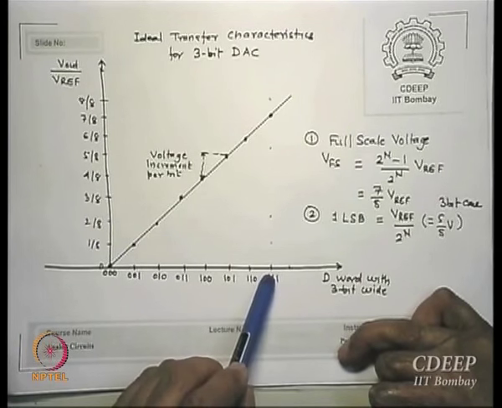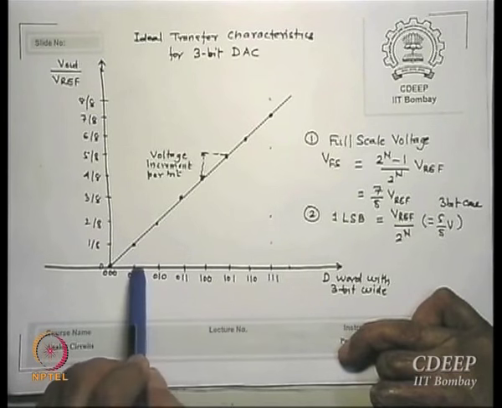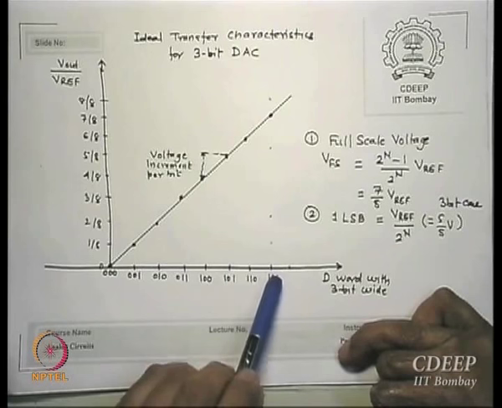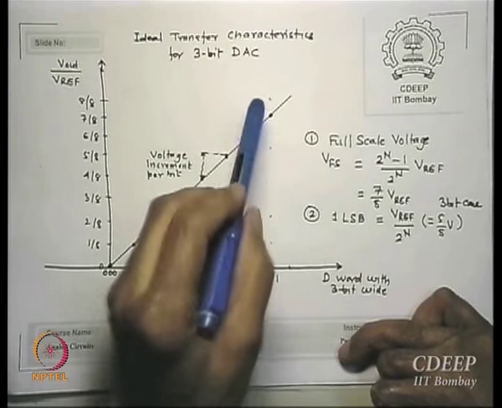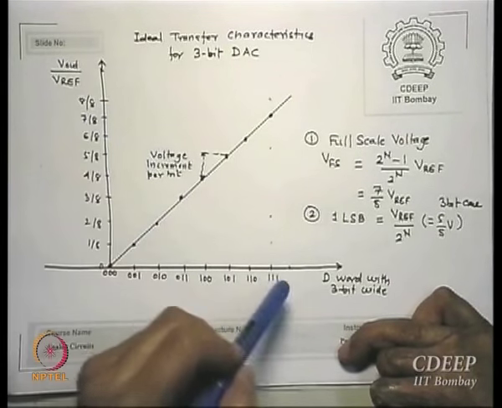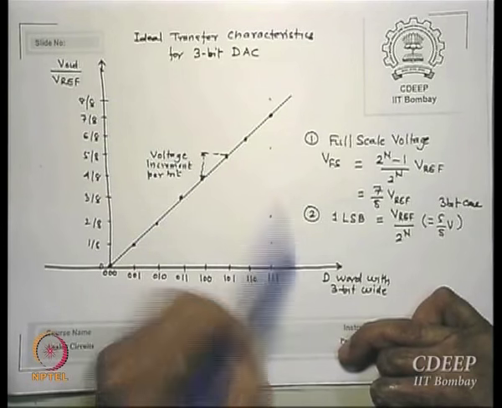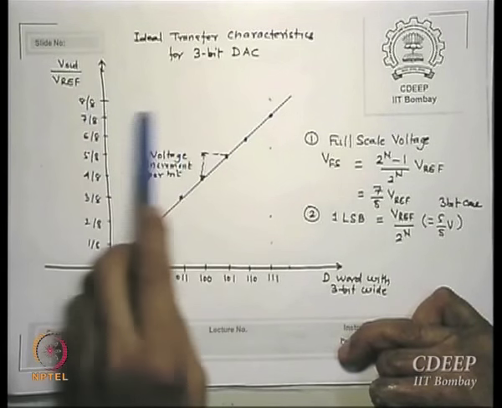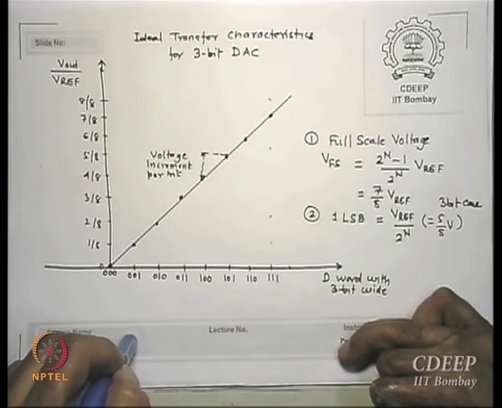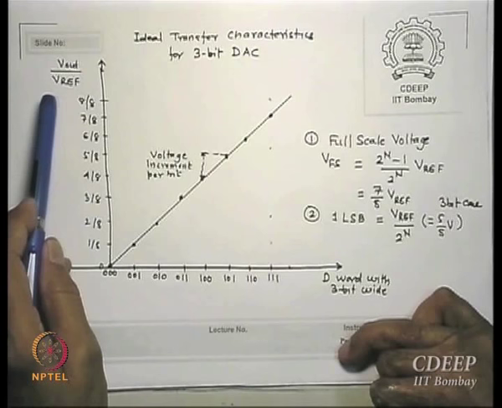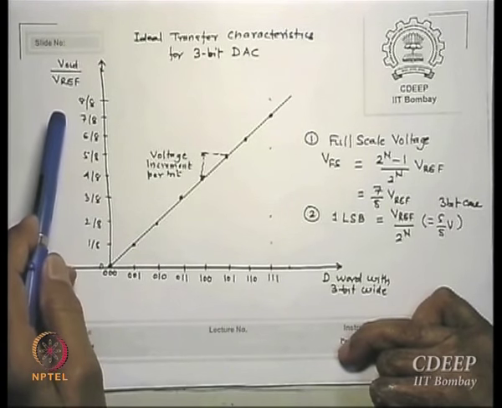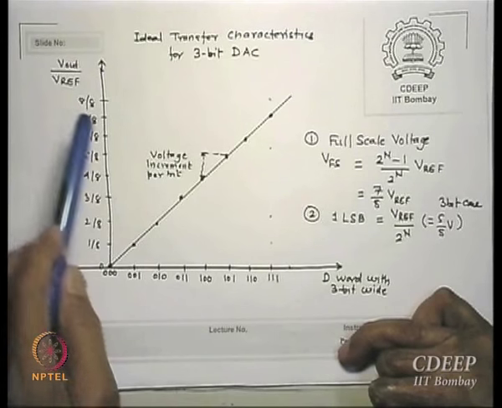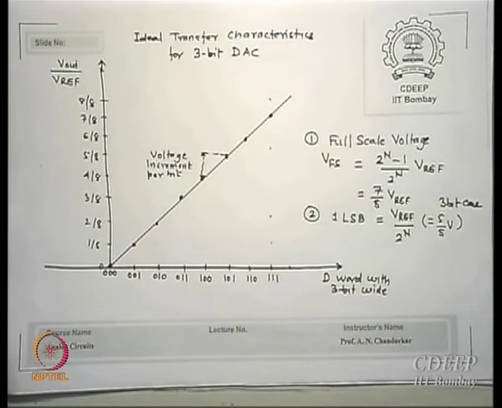For 111, what should be the fraction therefore? This is 1/8th, 2/8th, 3/8th. At 111, which is the highest 3 bit number, how much it will be? 7 by 8. So at 7 by 8, and beyond this it will not be a 3-bit number, is that correct? So the maximum number which I can create using a 3-bit DAC is 7/8 of V out by V reference, or 7/8 of V reference is the maximum voltage I can create. And how much is the resolution I am creating? 1/8 of V reference. Correct, 1/8 is the resolution.